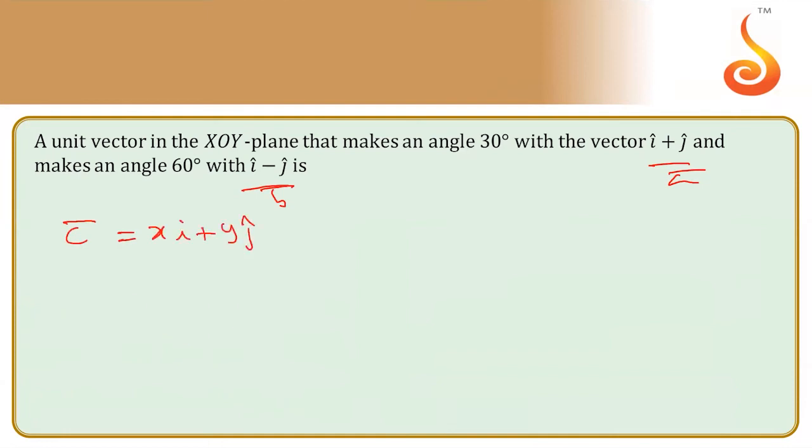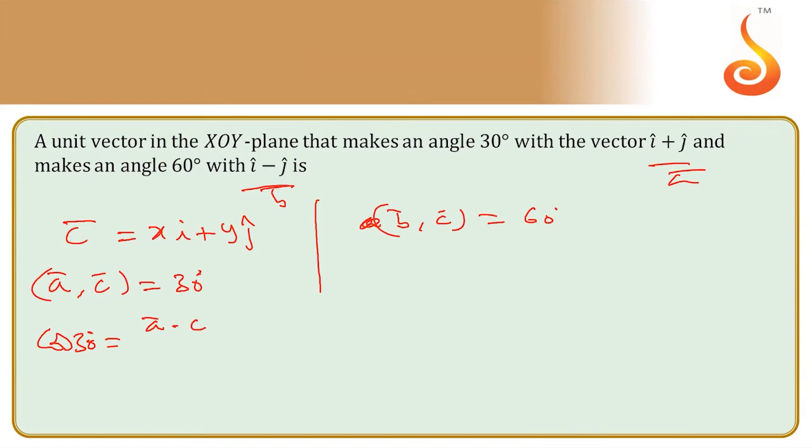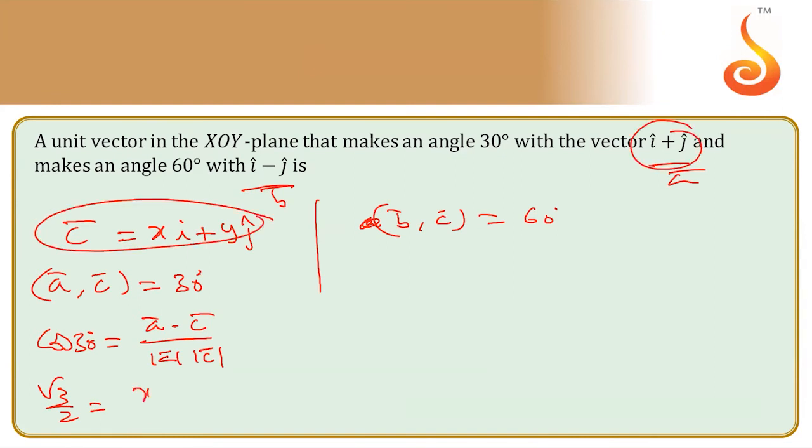Xi minus Yj you can take. They have given the angle between A bar and C bar as 30 degrees. Next, the angle between B and C is given as 60 degrees. Now I will take cos 30, which equals A dot C by modulus A into modulus C. Cos 30 is root 3 by 2. A dot C will be x plus y, by modulus A, root 2.